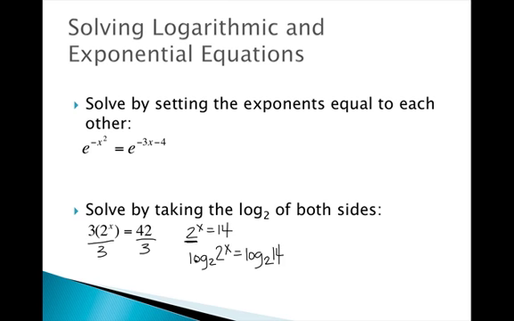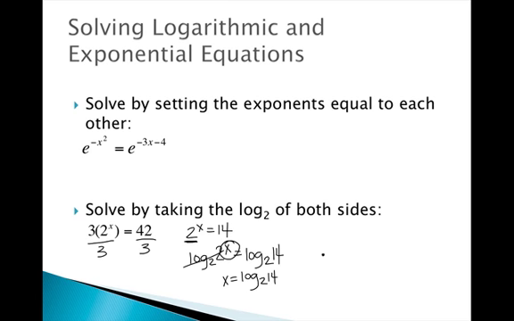And remember, if we have log base 2 of 2, that cancels, and you're just left with your exponent. So now we have x equals log base 2 of 14. So we can solve this using our calculator by doing a change of base formula. If you happen to have the log base program in your calculator, you can use that, but if you don't, we're going to use a change of base formula.